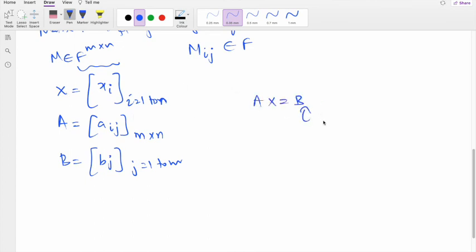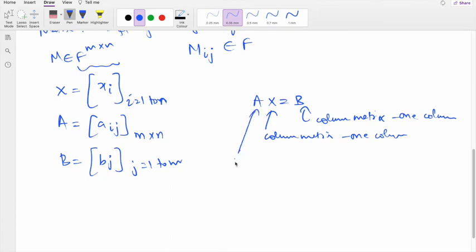So b is a column matrix. It has only one column. x is also a column matrix, again with only one column. And A is a matrix of the order m cross n. x is of the order n cross 1. b is of the order m cross 1. All right, so this is the way to represent the whole idea of matrices.